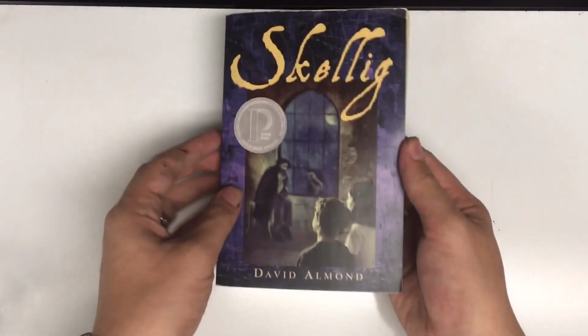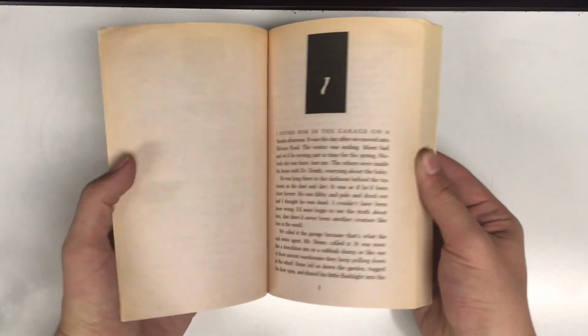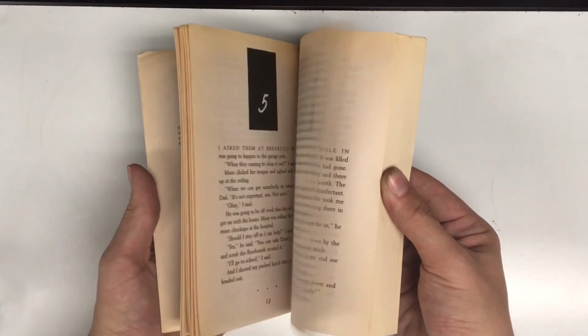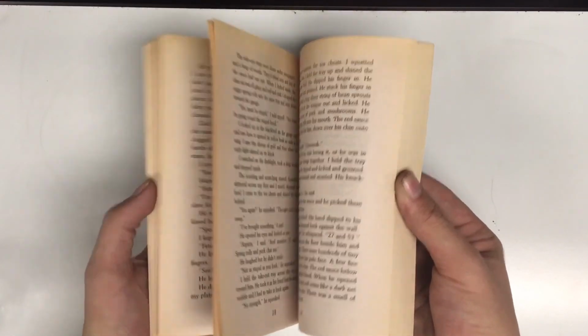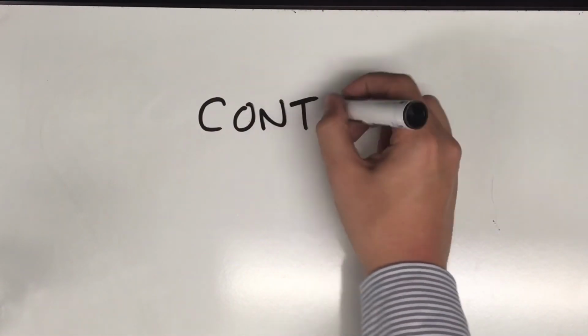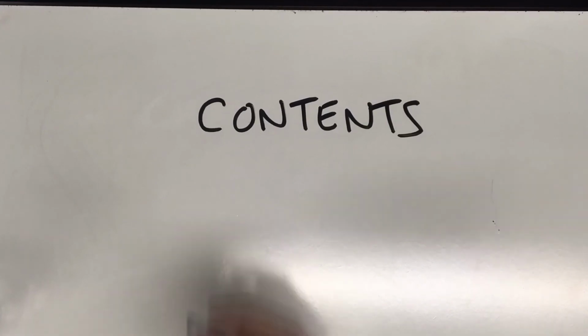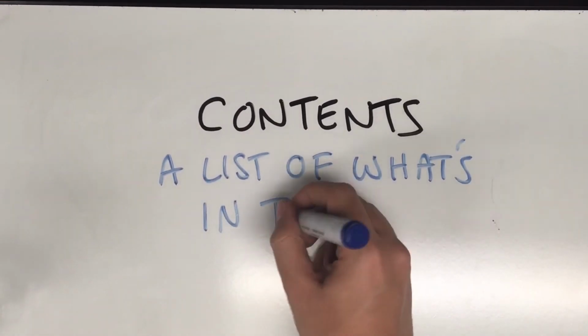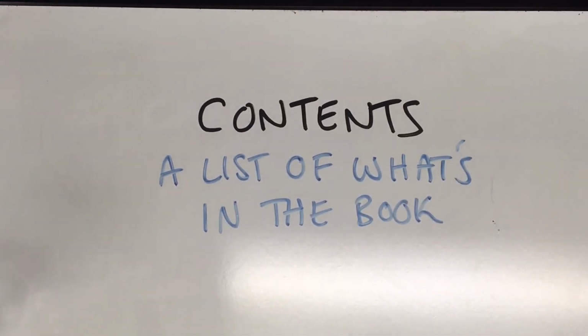If we compare Made in America to Skellig, we can see that Skellig has really short chapters, but no contents page. This is probably because it's really easy to find the chapters in Skellig. So, nice and simple, a contents page is simply just a list of what's in the book and where you can find it. Okay then, let's keep going.